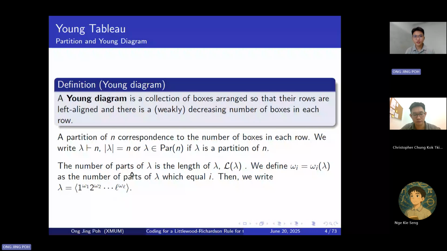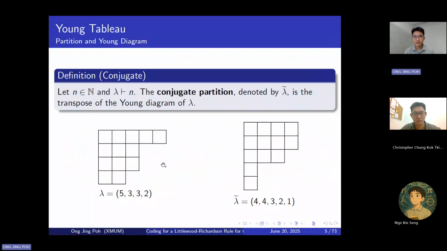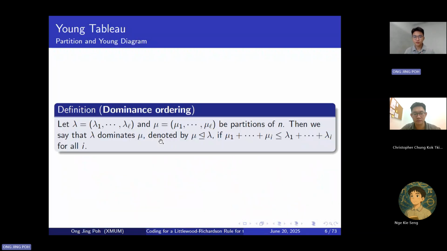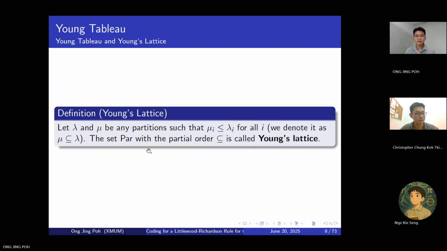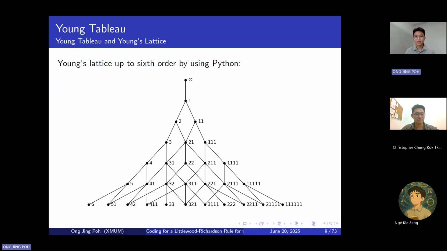And we have also defined conjugate before, and here I denote it as lambda tau. And then the dominant ordering between partition is also introduced here. And the definition of Young table is introduced in this slide with also semi-standard Young table and standard table. Okay, next we have the definition of Young lattice here, and this is a visualization of Young lattice in this slide. And here I have used Python coding to compute the Young lattice for given n, and I will explain it in the next slide.